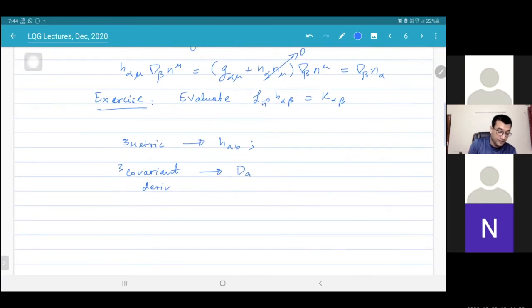Right? And we have defined this quantity, which is the extrinsic curvature of the three-manifold, which is K_AB. With these three quantities in hand, we can proceed to complete the ADM decomposition. So for now, I'll leave it here.